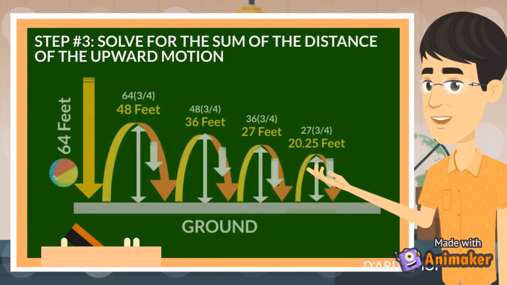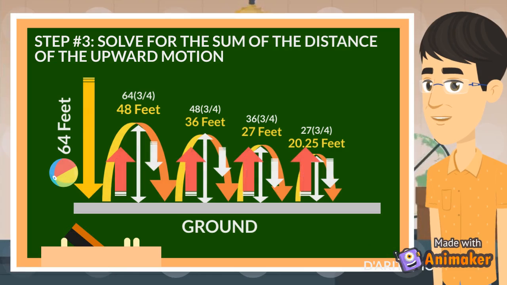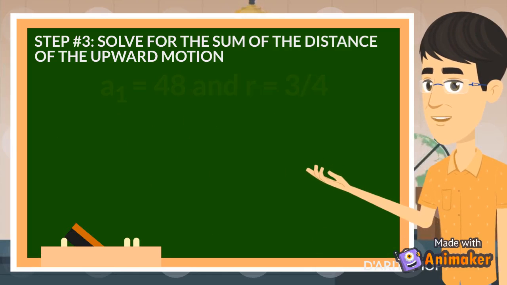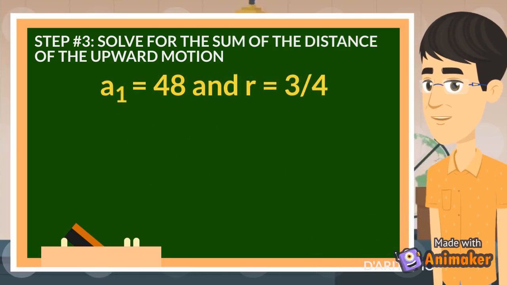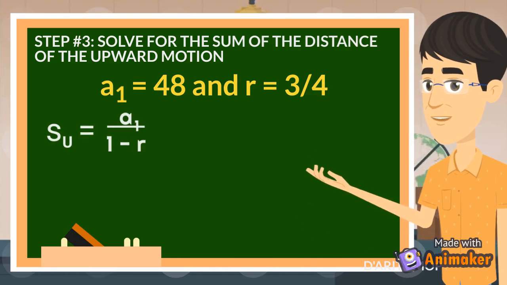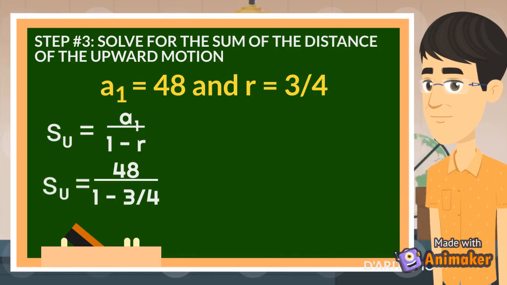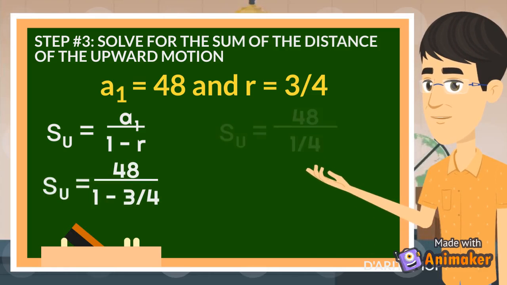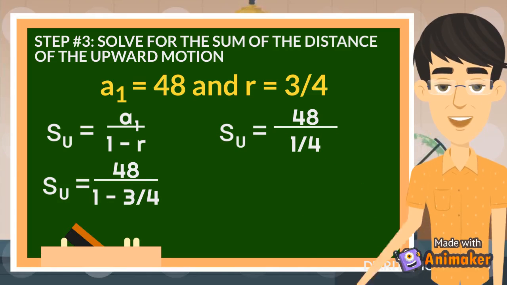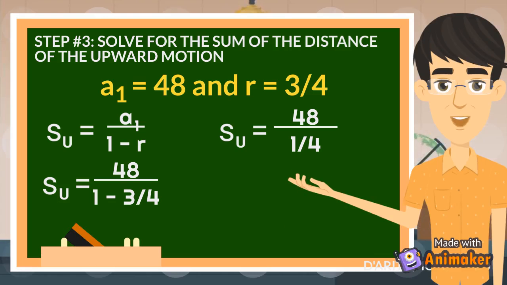Now, we are going to solve for the total upward motion of the rubber ball. This time, our first term is 48 feet, and common ratio of 3/4. Let us now substitute this to our formula, S sub u, which stands for the sum of distance of the upward motion, equals a sub 1 over 1 minus r. We have now, S sub u equals 48 over 1 minus 3/4. Simplifying this, we get, S sub u equals 48 over the difference of 1 and 3/4, which is 1/4.